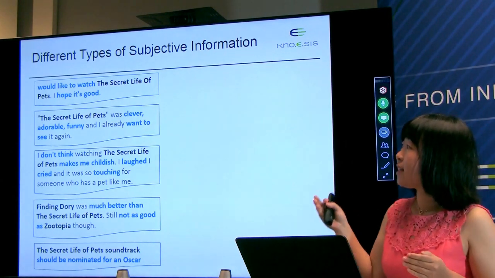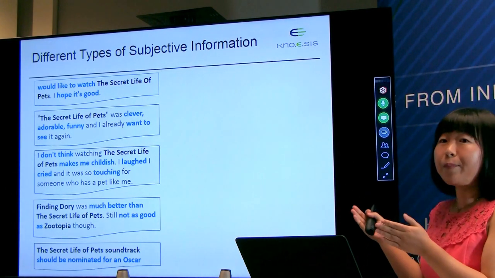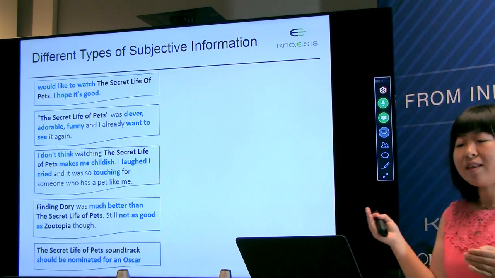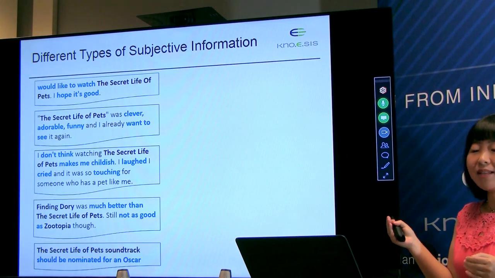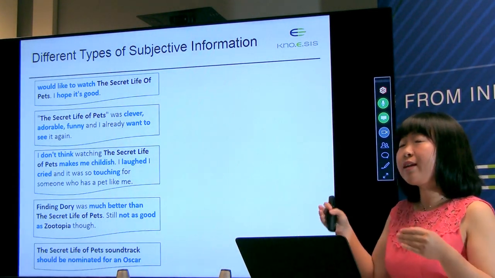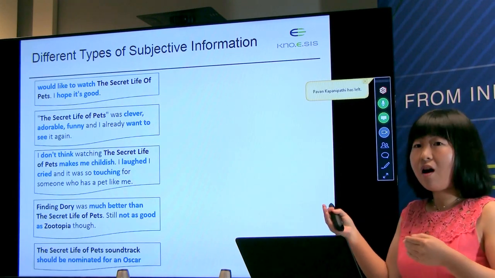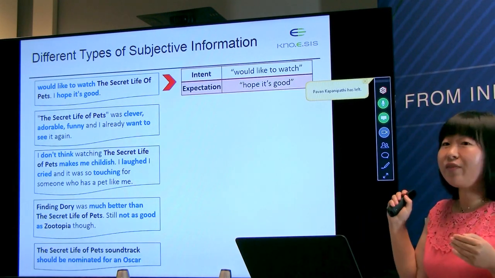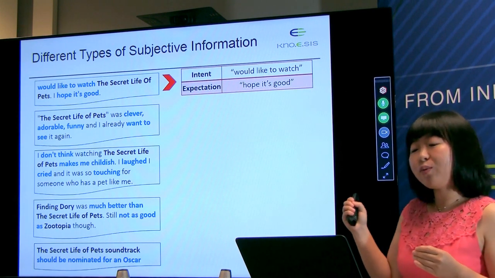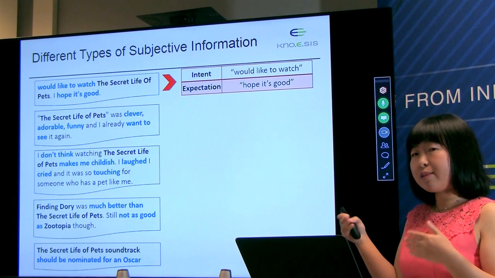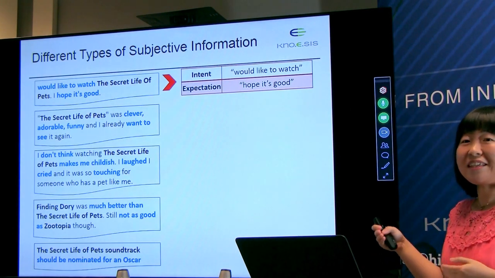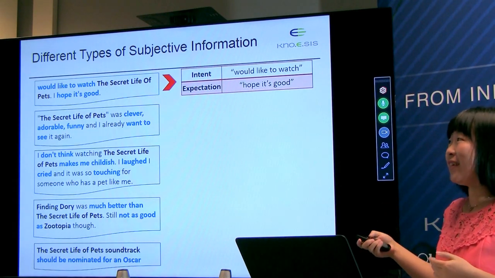Let's look at the following examples. They are all subjective information about the movie The Secret Life of Pets. "Would like to watch The Secret Life of Pets. I hope it's good." Using current sentiment analysis techniques, it will be classified as positive. However, we can see intent and expectation in this. "Would like to watch" expresses the user's intent to watch this movie. "I hope it's good" is an optimistic expectation of this movie.